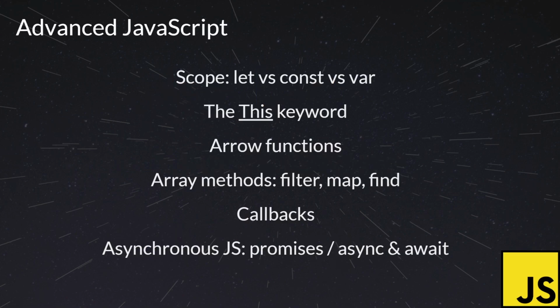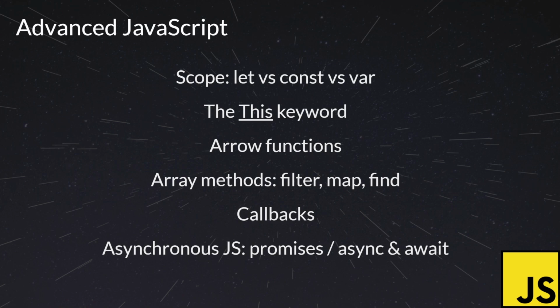Let's check it out. If you're going to use JavaScript on the backend, you need to learn some more advanced JavaScript than just those basics we've mentioned so far. You want to learn about scope, which is where you can access the data that you create in your code. There's a couple of different ways to create those variables: let, const, var. I'm not going to go into too much detail. Link in the description below for more detail.